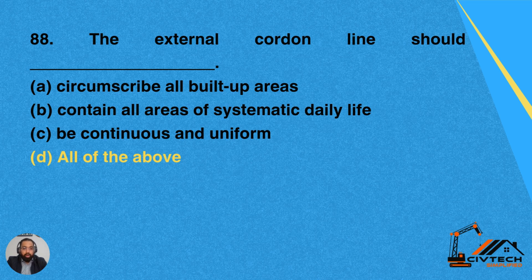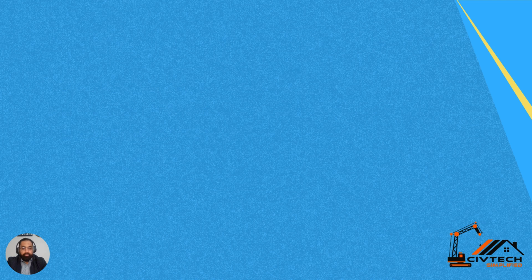Circumscribe all built up area, contain all areas of symmetric daily life, be continuous and uniform, D none, all of the above. So all these are the correct options. The external cordon line should contain the area of symmetrical daily life or daily routine. It should be a built up area and it should be continuous as well as uniform. So all these A, B, and C are correct.